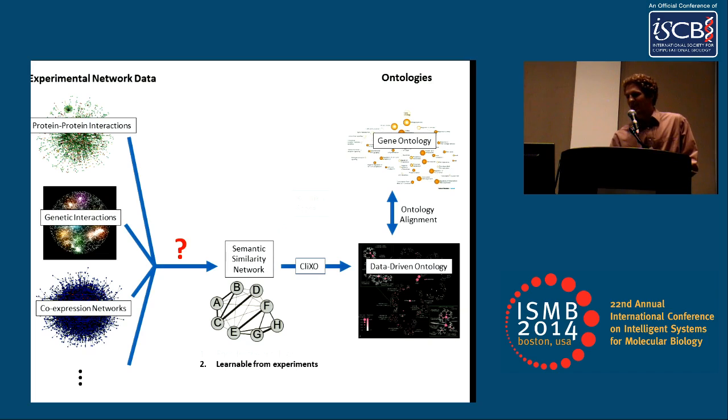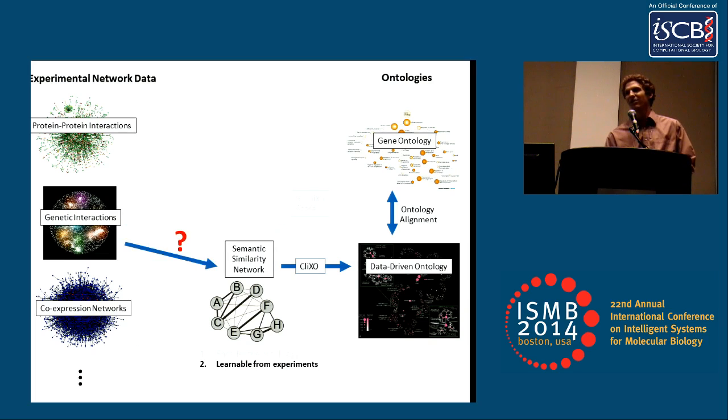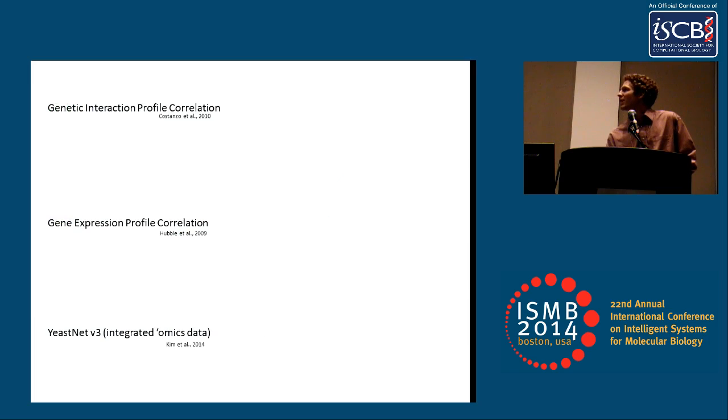So in order to show this, we'll look at each of these omics data individually first and see if they are consistent with a semantic similarity network. We'll look at 3 different types of omics data here. We have genetic interaction profile correlations. We have gene expression profile correlations, where we've calculated correlation across all the microarrays in the Stanford microarray database. And then we have the YeastNet, which is integrated omics data from several different lines of evidence to give us a functional similarity score between genes.